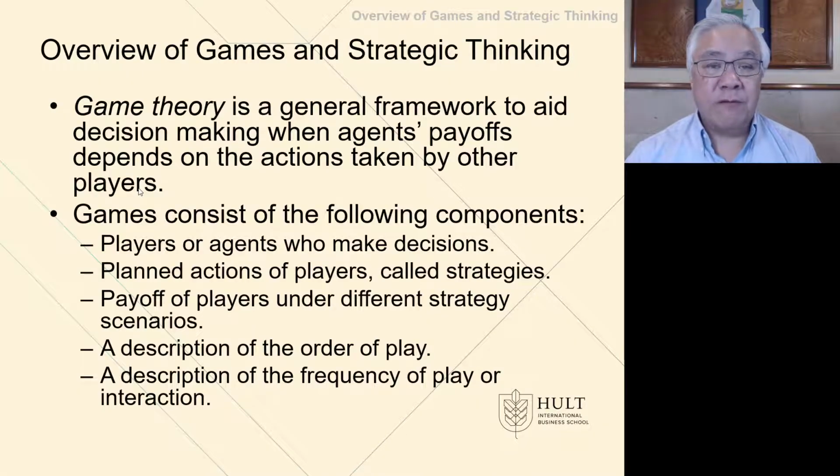First, let's start with an overview. Game theory is a general framework to decision-making when agents' payoffs depend on actions taken by other players. So this is that interdependency that we discussed when we looked at oligopolies in general.